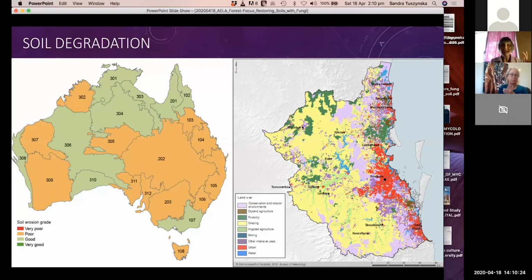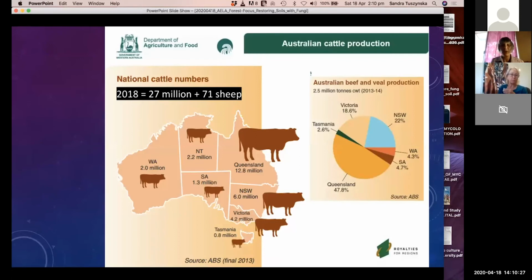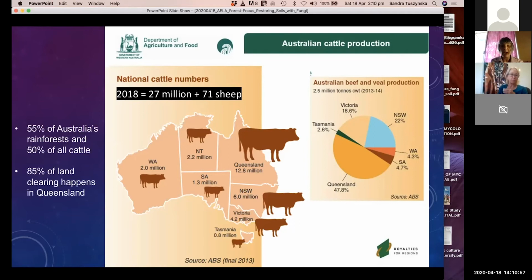As of 2018, there's been a report showing that there are 27 million cattle and 71 million sheep on the landscape. And 50% of all the cattle are in Queensland. I think it's a conflict of interest, because 55% of Australia's rainforests are in Queensland, and 50% of all cattle are also in Queensland. So I'm like, well, what can we do? This is not something we want for our generations to come, when we have to keep removing the soil and killing the soil through this process.